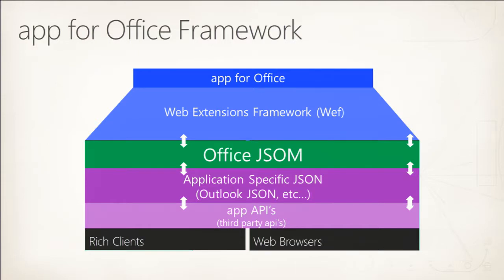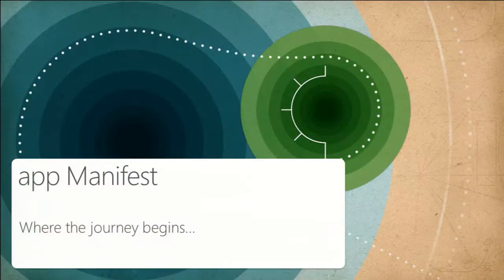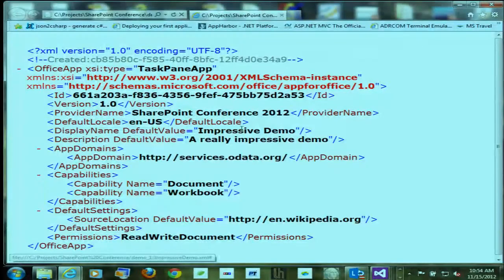Yep. All right, let's jump into some code. First and foremost, we're going to look at a standard app manifest. If you understand the manifest, you will understand 95% of every type of app for Office that can be developed. The only thing left is the API.